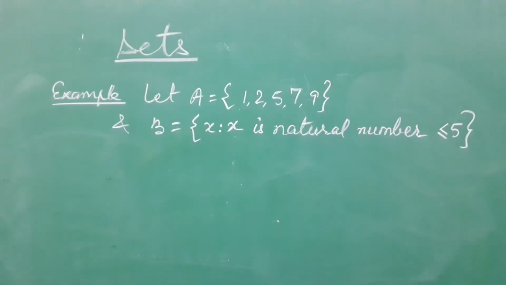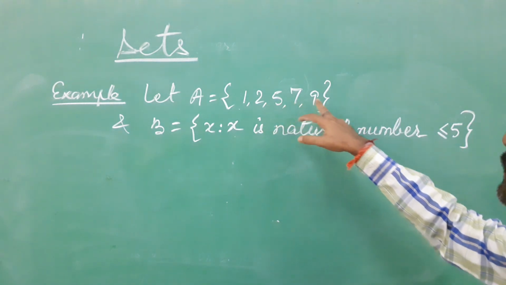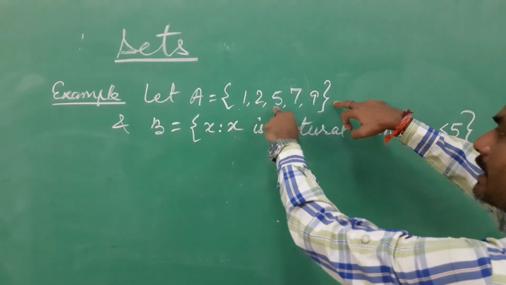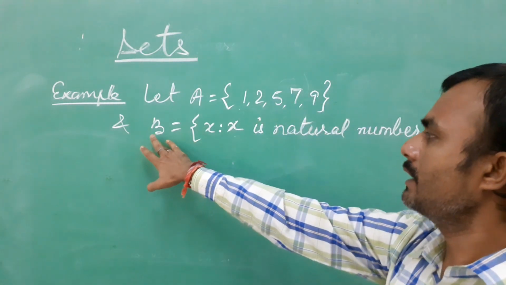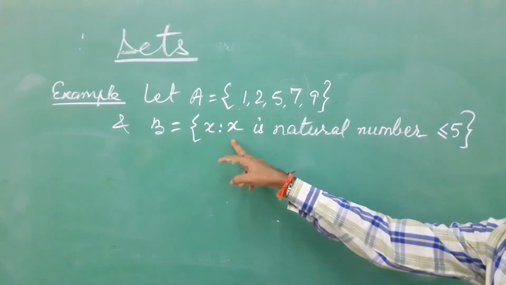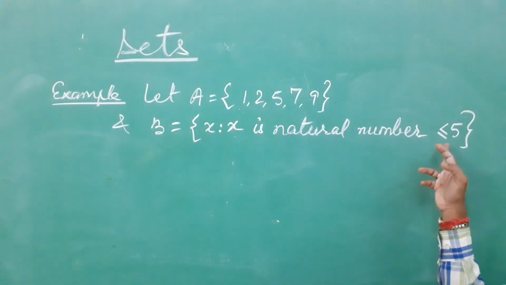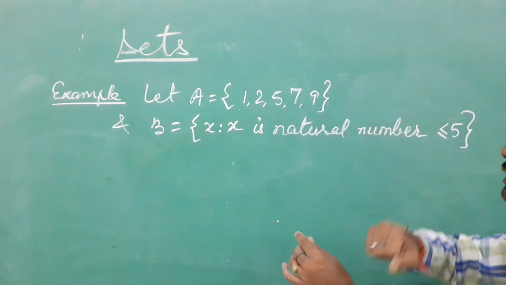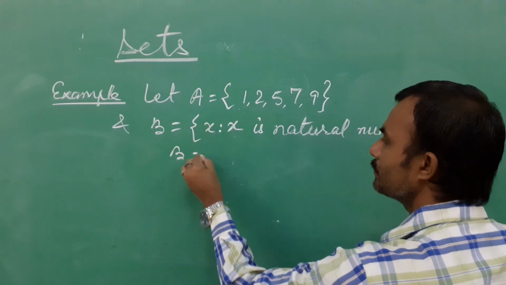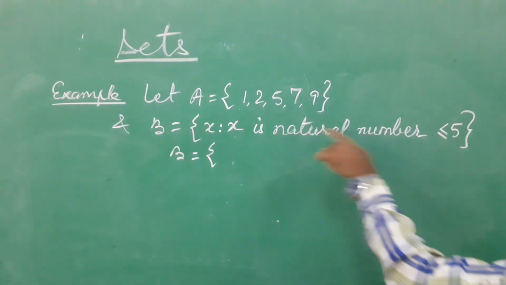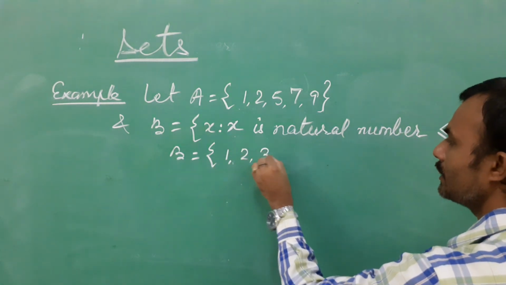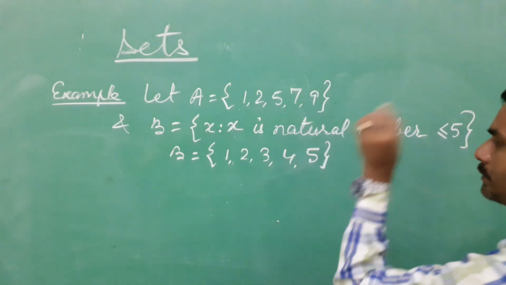In this example, we have two sets. In set A, the elements are 1, 2, 5, 7, 9. This is in roster form because the elements are directly listed. And set B is in set builder form: x such that x is a natural number less than or equal to 5. The same thing we can write in roster form also. So in roster form, B equals, just look at the common property, natural numbers less than or equal to 5. So this is 1, 2, 3, 4, 5.